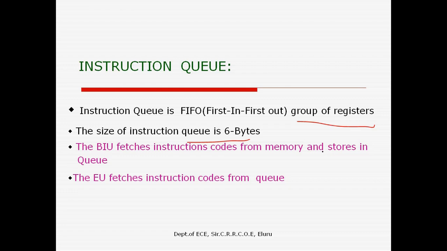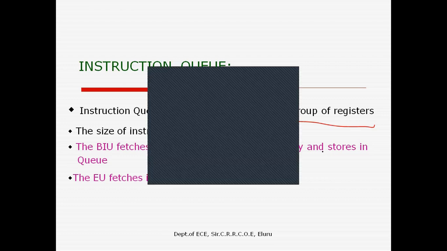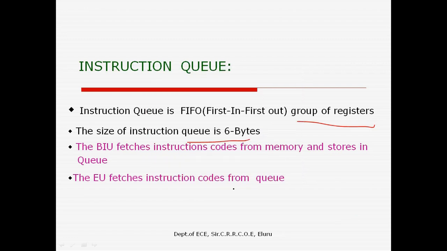Therefore the execution unit and the bus interfacing unit work independently. They don't depend on each other; they depend on the instruction queue. Continuously the bus interfacing unit fetches the instructions, and the execution unit receives the codes from the instruction queue for execution. It is a continuous process, as long as you run or execute a program.